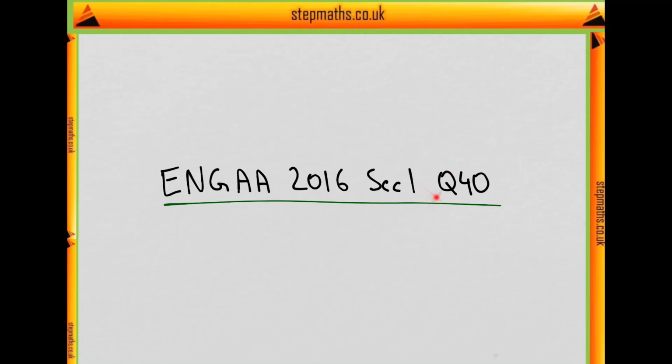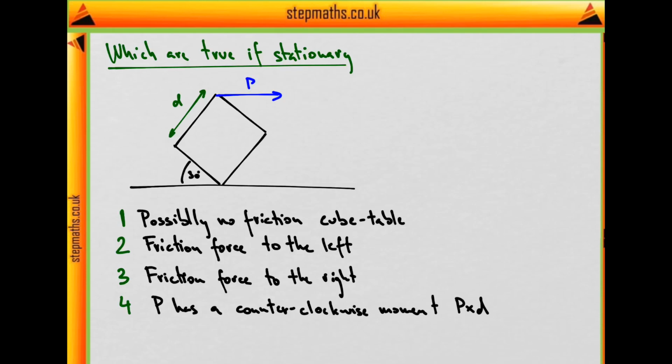In this video, we'll look at question 40 from the 2016 exam. So in this question, we have a solid cube which rests with one of its edges on a table, so that its side is at 30 degrees to the horizontal, side length d, but it doesn't tip over because there is another force, P, acting on the opposite edge, horizontally to the right-hand side.